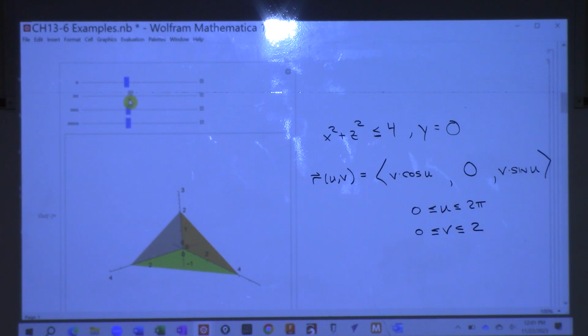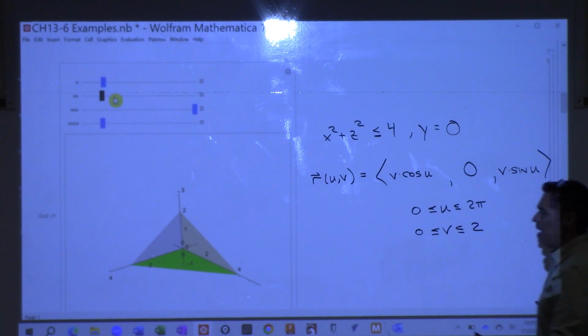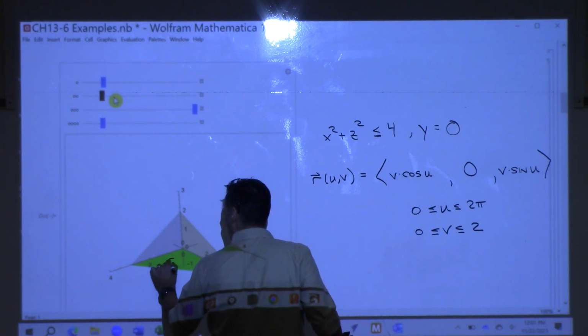You want to do the ground first? No, not that one. You want to do that one right there? The one in green? Yeah, let's do that one first. We're going to do the ground first. Okay? Let's call that one S1.